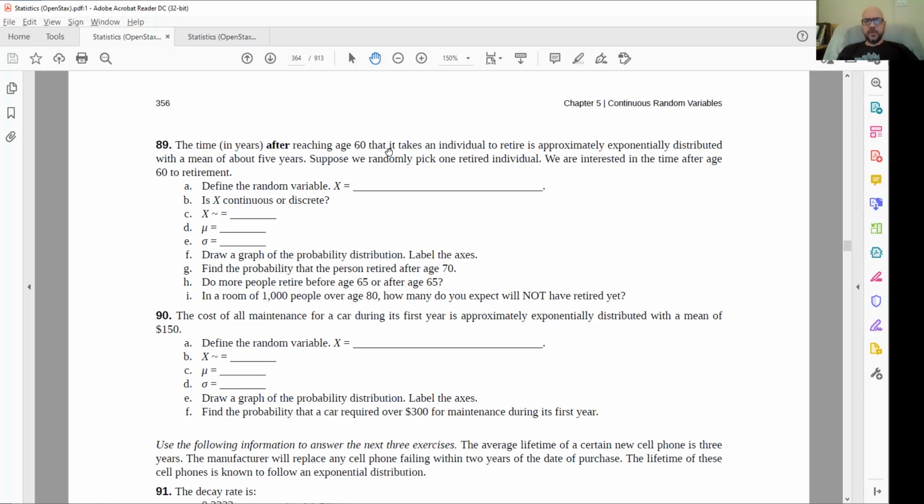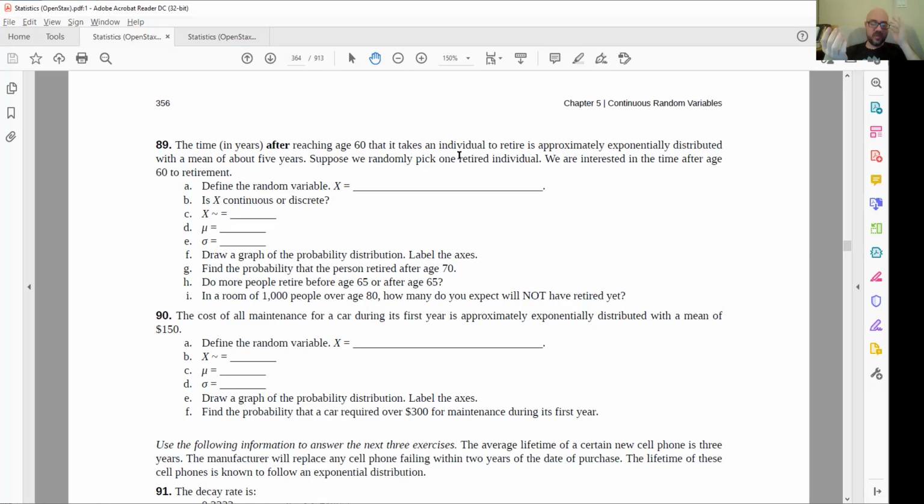So suppose we randomly pick one retired individual. We're interested in the time after age 60 to retirement. So interestingly, there are a few problems with this problem, and it's something that your authors do kind of often, which is a little annoying. Not everybody retires after 60. Some people retire before 60, in which case they would be negative years. And exponential distributions don't account for negative answers.